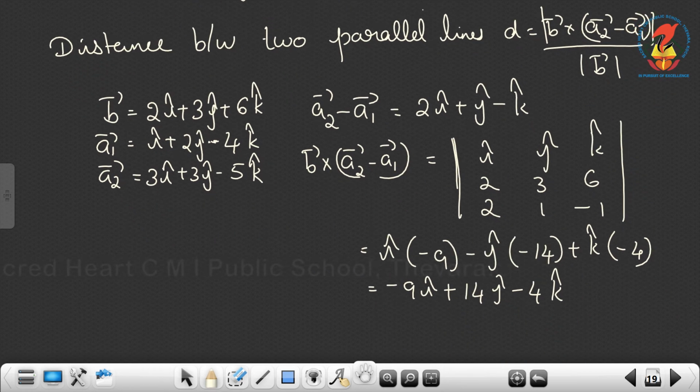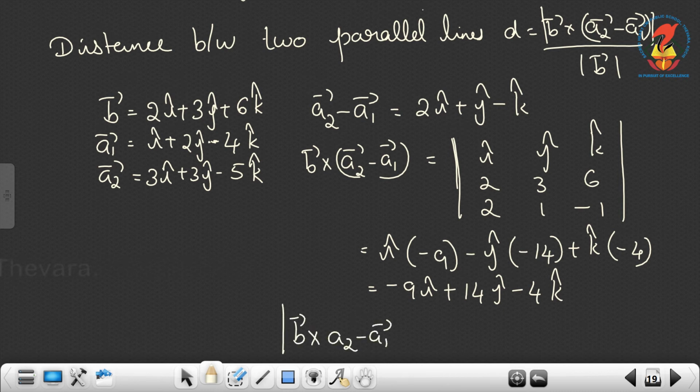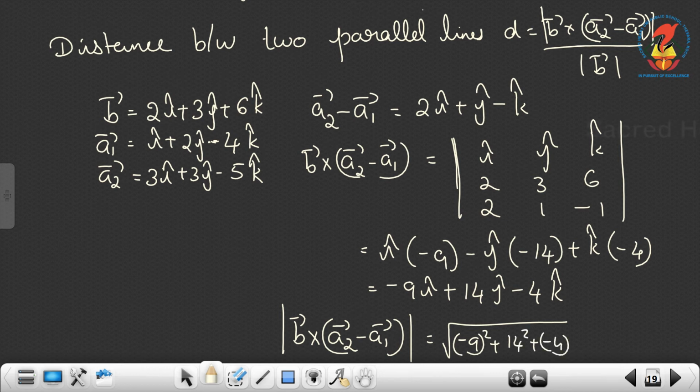Then we need the modulus of that vector. This is the numerator part, but we need the modulus. So find the modulus of B cross (A2 minus A1). That's equal to root of minus 9 square plus 14 square plus minus 4 square. So what do we get? 196 plus 81 and 16, that is 293.